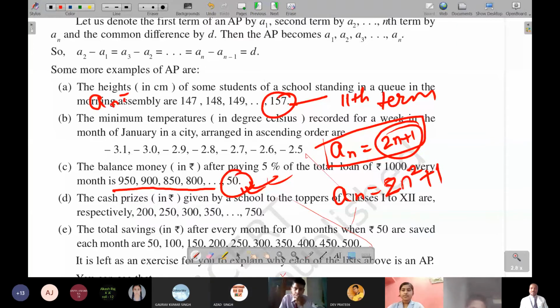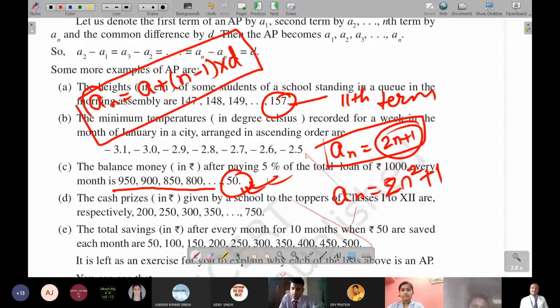Yes, say. Sir, A plus n minus 1 into D, common difference. Yes, into D. When you keep D, then it will be right. This is the formula for finding the general term, where An is known as the general term.